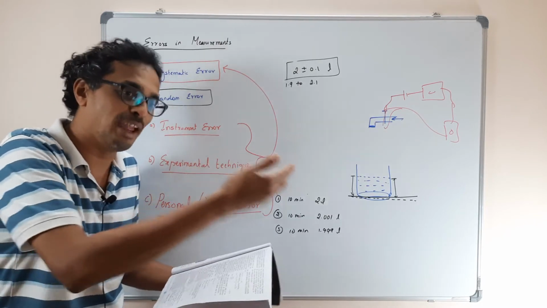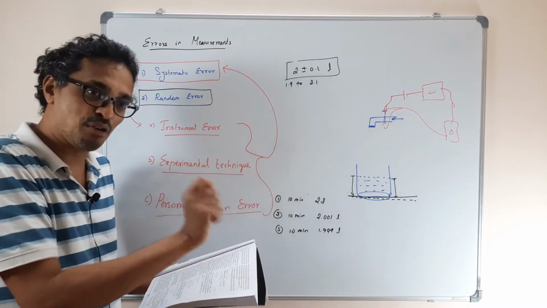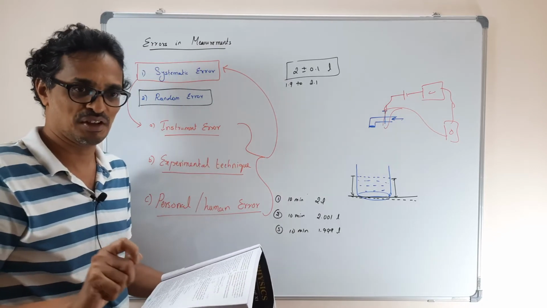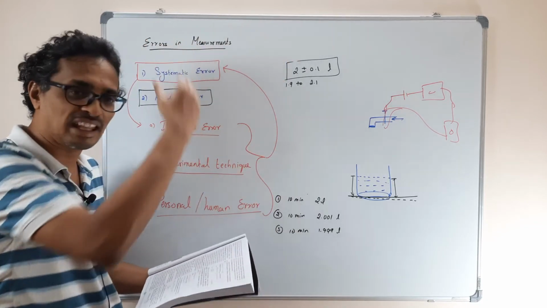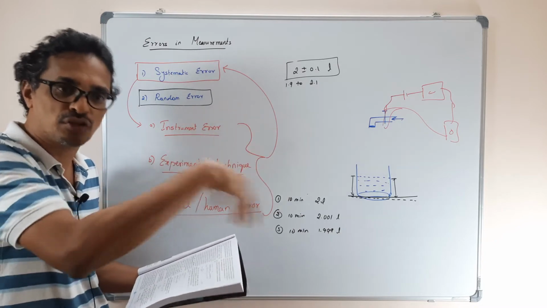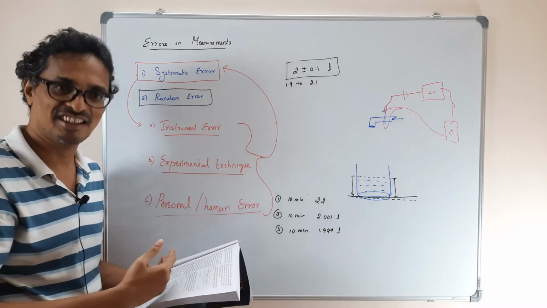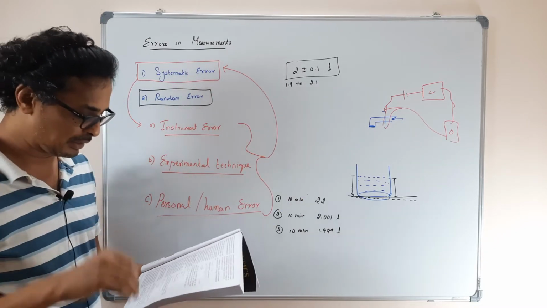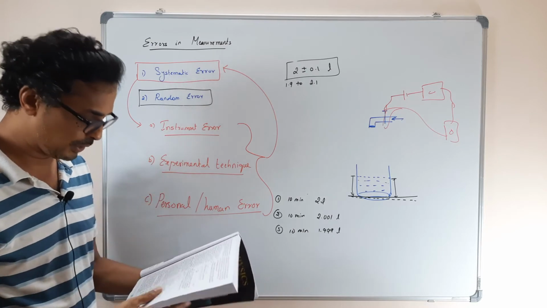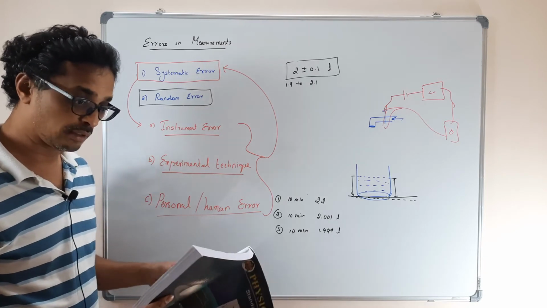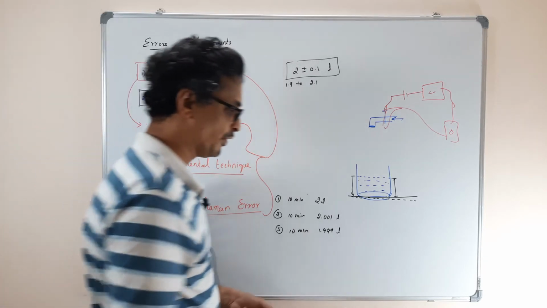Either you use the same instrument multiple times, and then you are going to do it at different times. So there will be some wear and tear. If you have used it so many times, something will change. So all of these give rise to random errors.